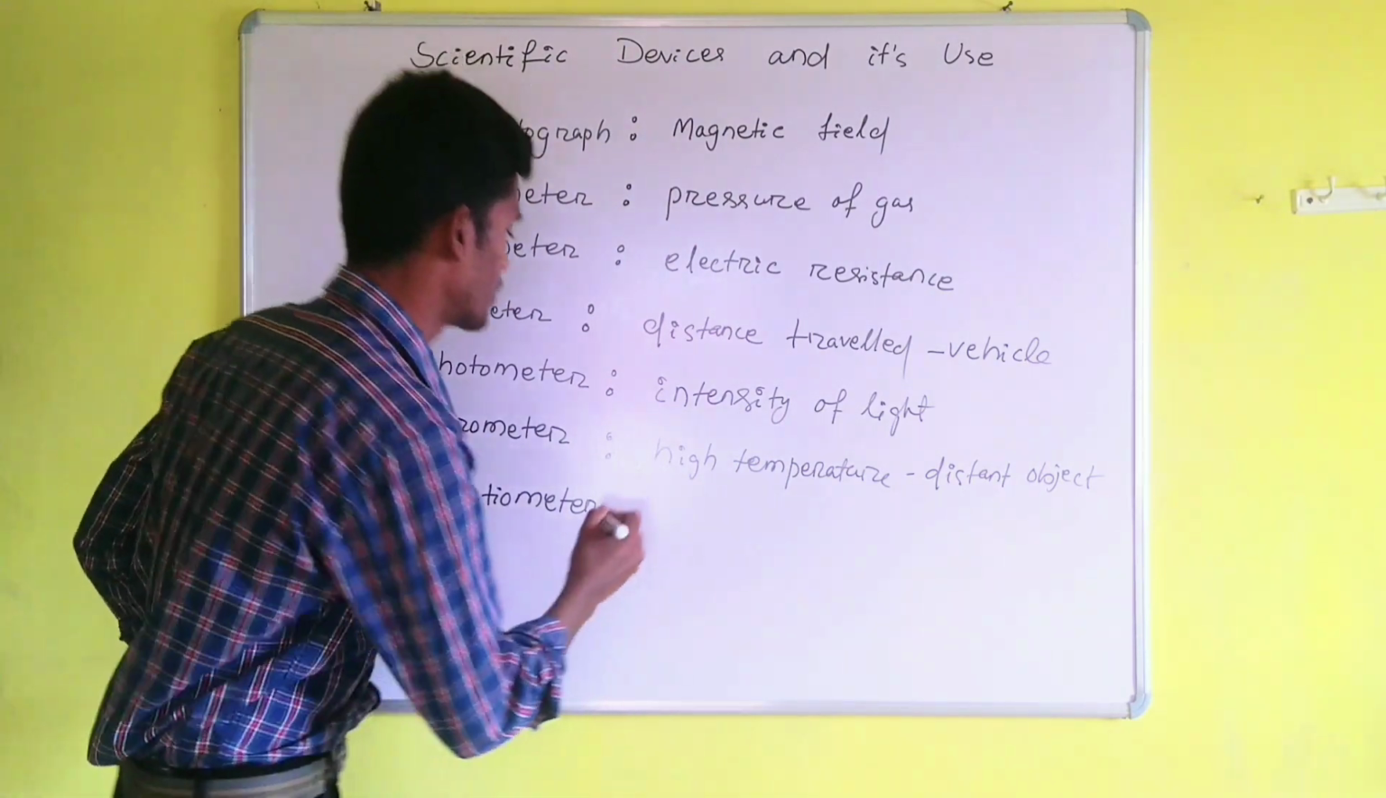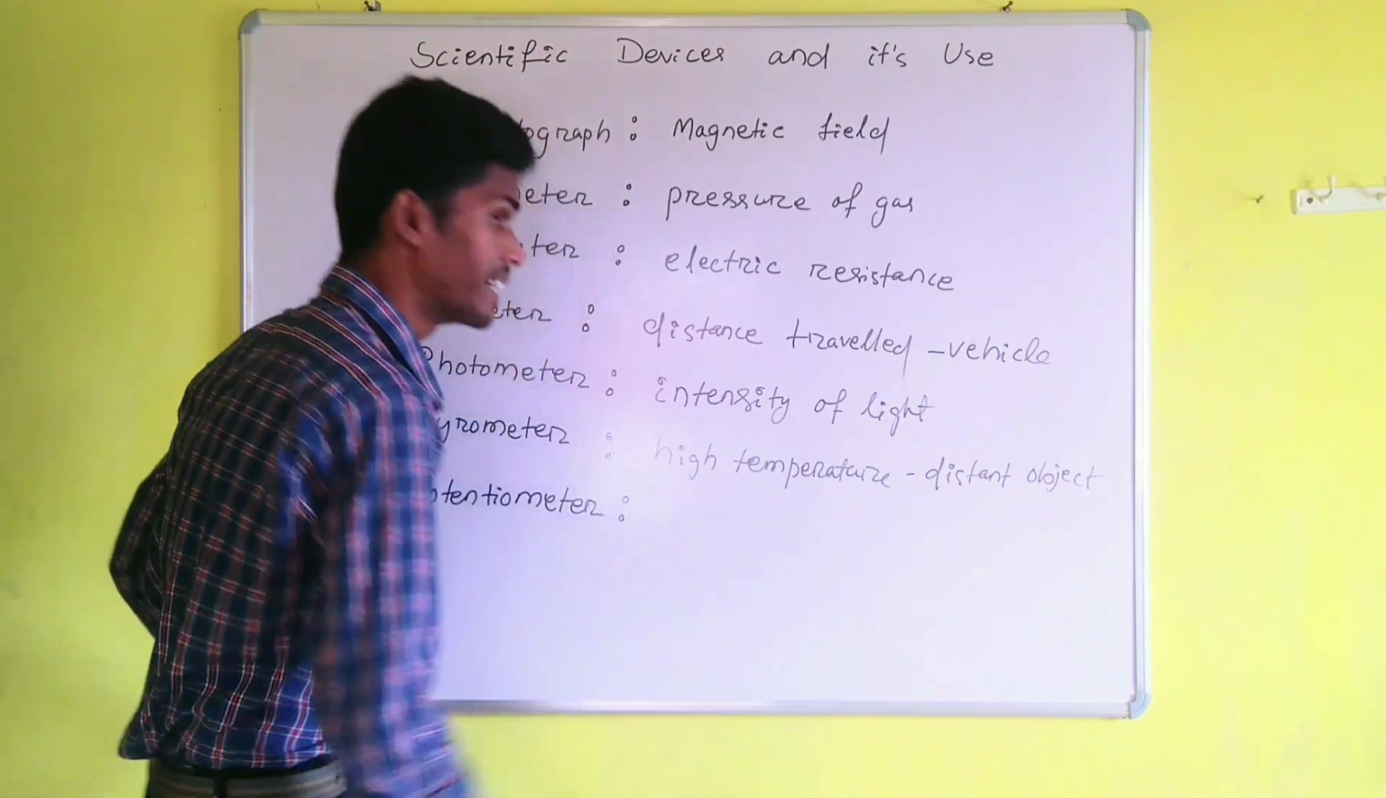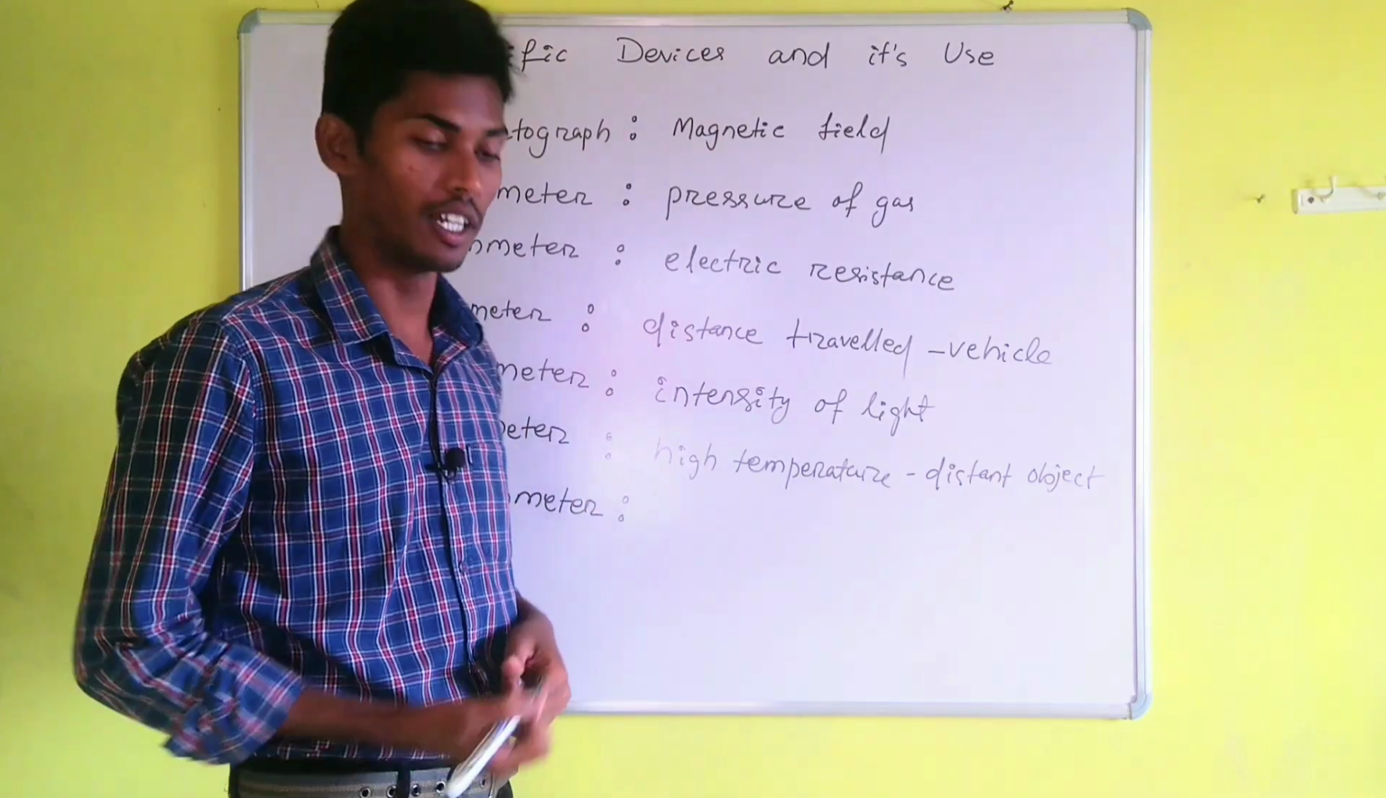Potentiometer is used to measure the internal resistance of the cell.